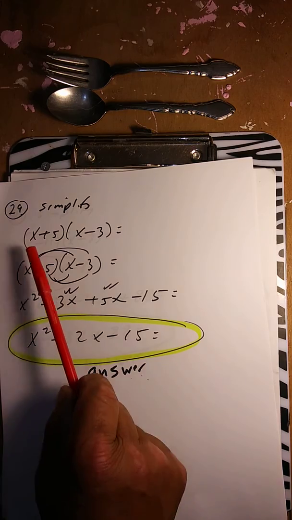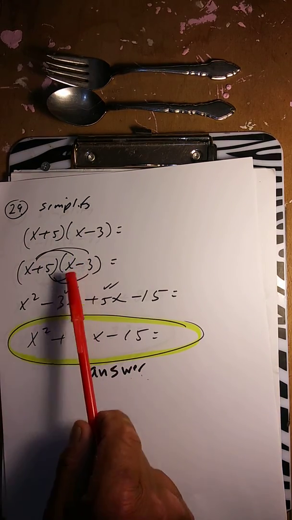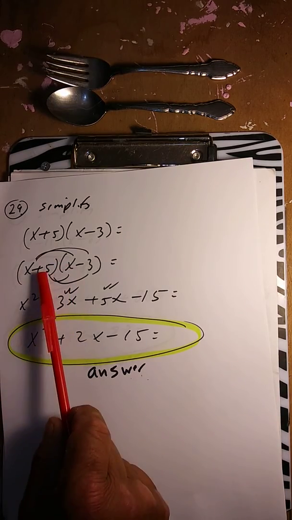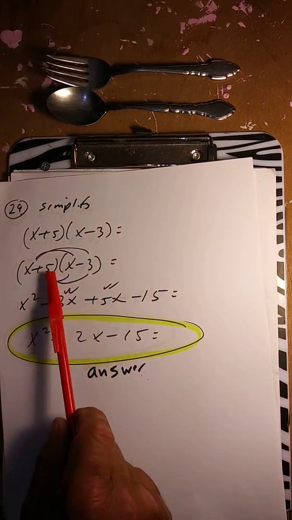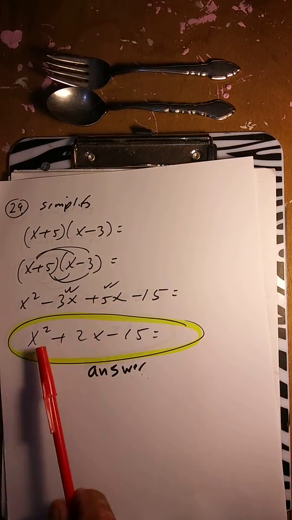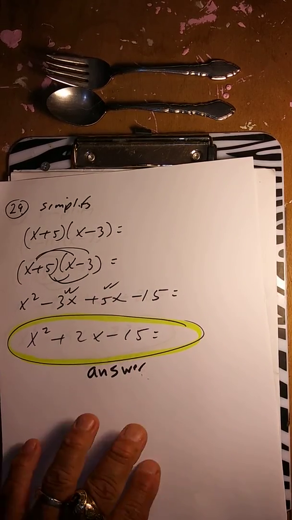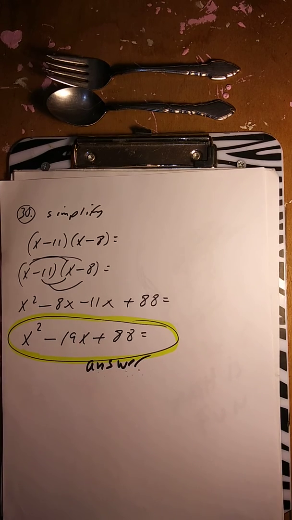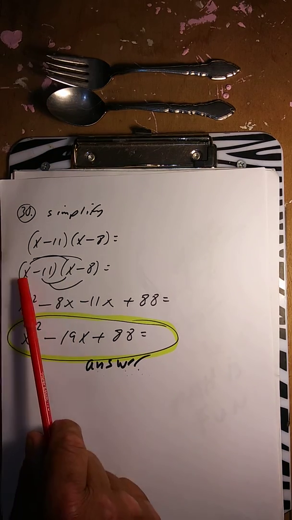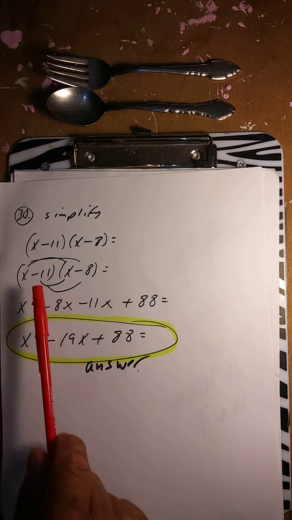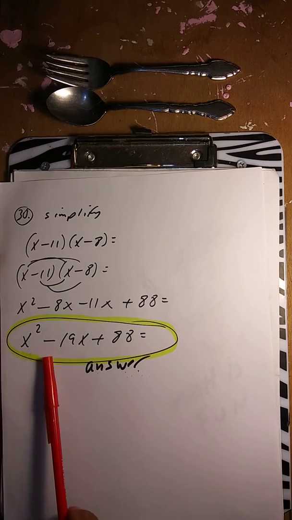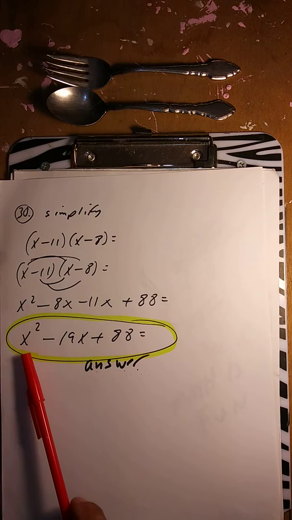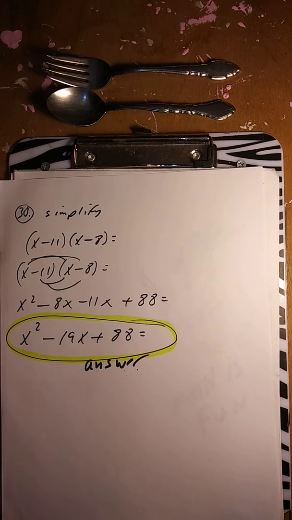Another one. X times x is x squared, x times negative 3 is negative 3x, that times x is 5x, and negative 15. X squared minus 3x plus 5x minus 15. These together, x squared plus 2x minus 15, yes. Another one. X minus 11, x minus 8. So x times x, x squared, x times that negative 8x, that times that negative 11x, that times that is 88. X squared minus 19x plus 88. That's it.